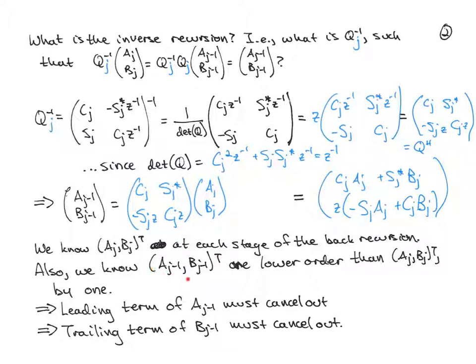Also, we know A sub j minus 1, B sub j minus 1 are one lower order than A sub j, B sub j. That means that the leading term of A sub j minus 1, that is the highest order term, must cancel out. And we also know that the trailing, or the lowest order term, of B sub j minus 1 must cancel out. That's because the recursion gives us a z here, so that cancels out the minus z term. So we know that that has to cancel out.